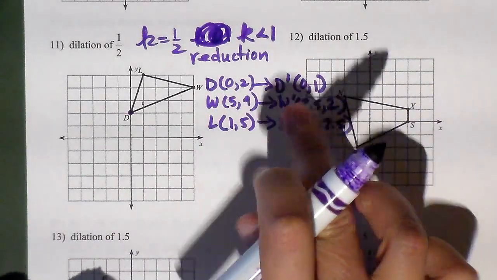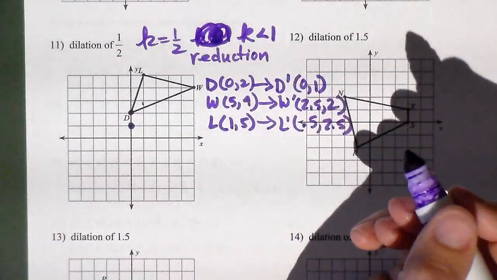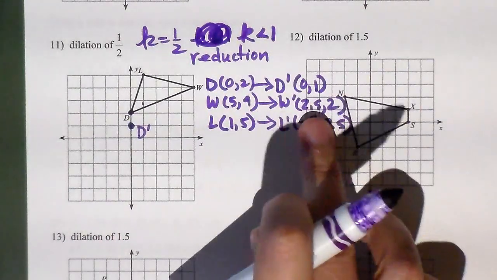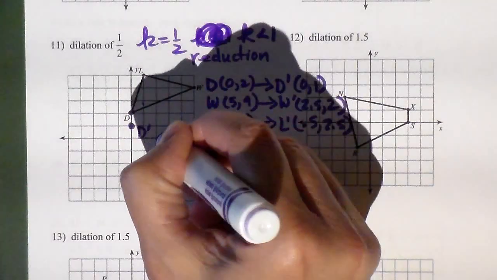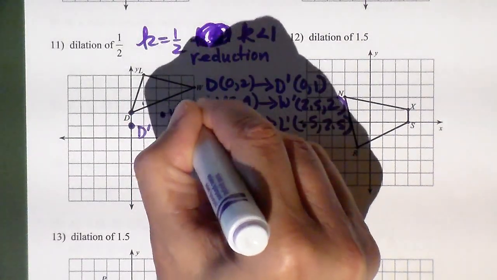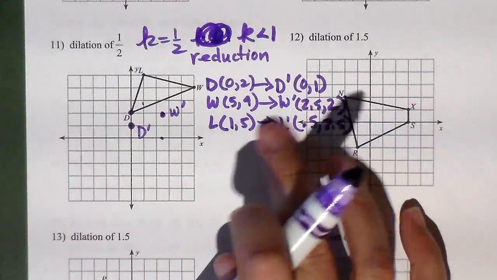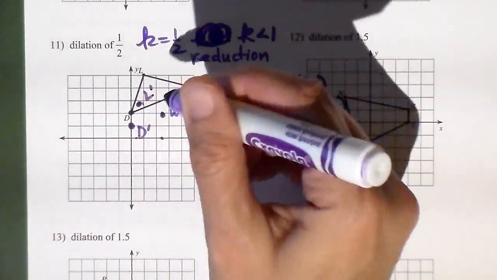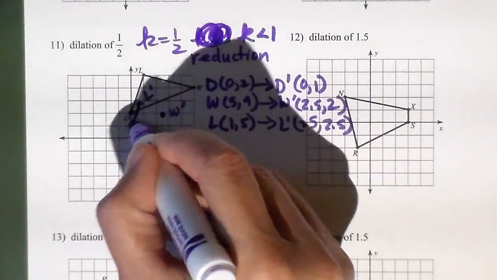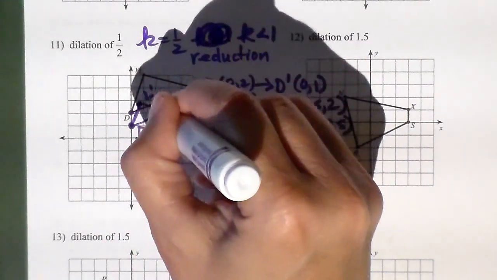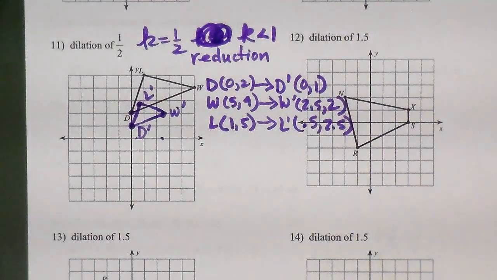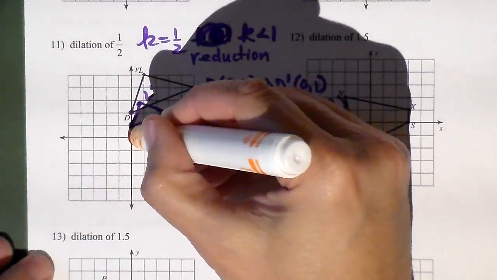So the new D is at 0, 1, so that's where your D prime is. The new W is at 2.5, 2. And the new L is at 0.5, 2.5. That's L prime. So here's our picture. That triangle is exactly half the size of the other one. Now, you're like, why is it moving? It's not really moving. Remember, everything's dilated around here.